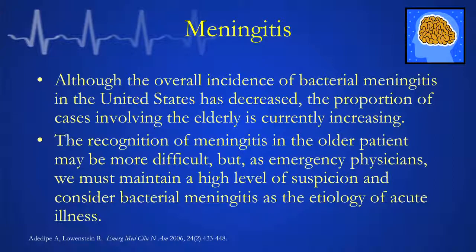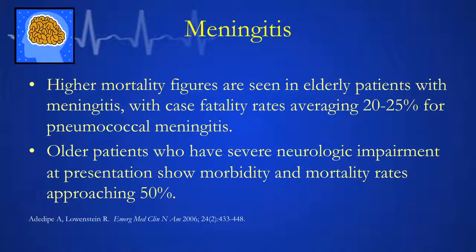The recognition of meningitis in the older patient may be more difficult, but as emergency physicians, we must maintain a high level of suspicion and consider bacterial meningitis as the etiology of acute illness. Higher mortality figures are seen in elderly patients with meningitis, with case fatality rates averaging 20 to 25% for pneumococcal meningitis. And that's usually what they have. They usually have strep pneumo as opposed to Neisseria. Older patients who have severe neurologic impairment at presentation show morbidity and mortality rates approaching 50%.